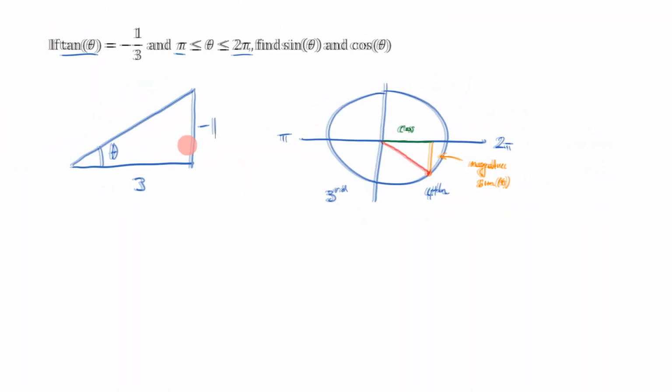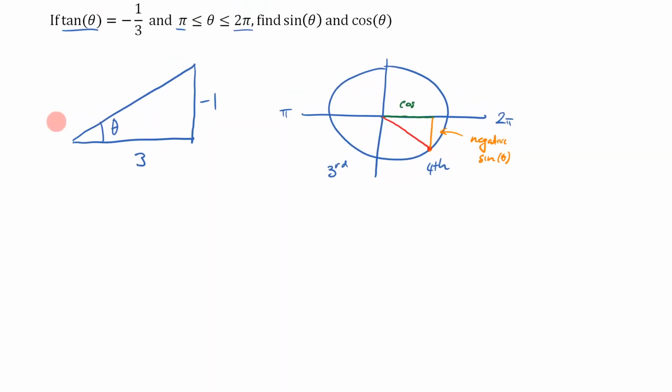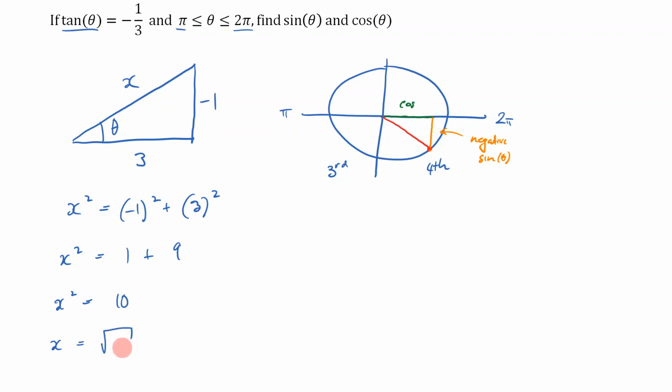Okay, now we're going to continue. We're now going to figure out what x is going to be. We need to figure out what this is going to be here. This is where we use Pythagoras. So x squared is going to be equal to -1 squared plus 3 squared. X squared will be 1 plus 9. X squared will be equal to 10, which means x is going to be the square root of 10.